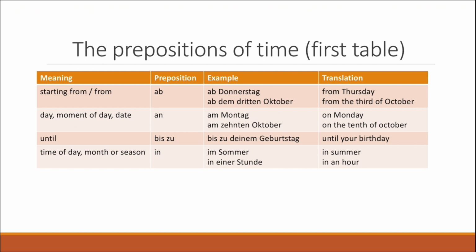If we consider the second preposition an, it's used while describing a moment of the day, a date, or simply a specific day of the week. So in this case, to say on Monday I do blah blah blah, then you're going to say an Montag, and then you're going to continue with the sentence. Bis zu means until. So for example, bis zu deinem Geburtstag means until your birthday.